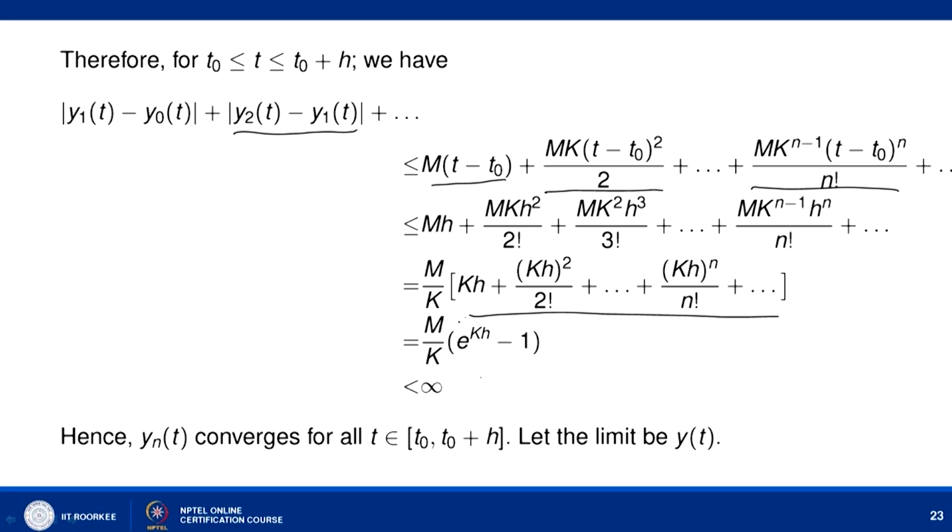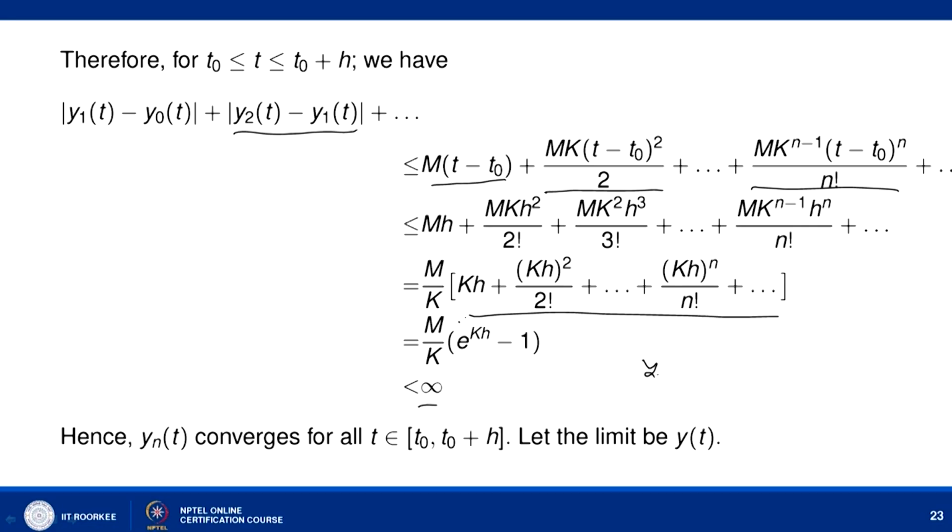So we can say that this series is a finite series. It is bounded by some finite quantity, and we can say that it is less than infinity. So we can see that y_n(t) converges for all t belonging to [t_0, t_0 + h]. So we have shown that this series is finite.